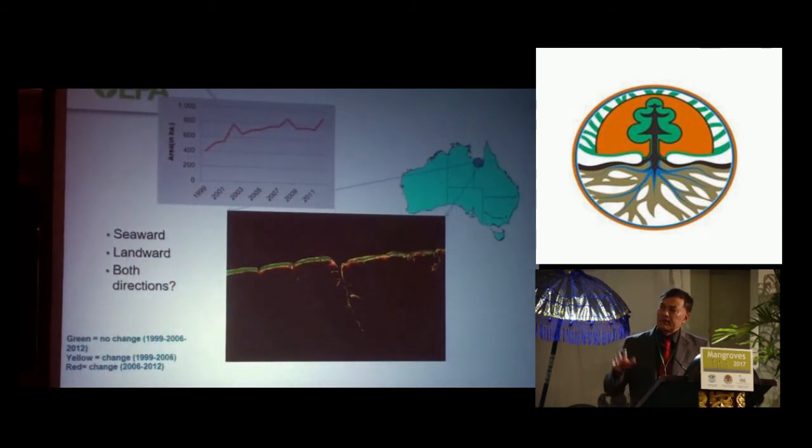Here we did a quick and dirty analysis a few years ago for an international meeting, and in Carpentaria in northern Australia, mangroves are expanding. If you look at the graph here, overall the mangrove is expanding. In a lot of cases, mangrove expand either seaward or landward, but in this case, the mangrove was expanding in both directions.